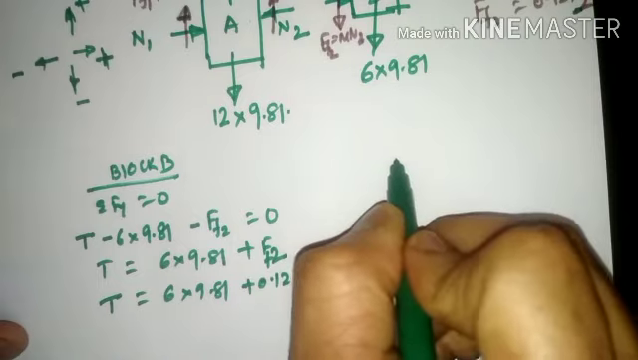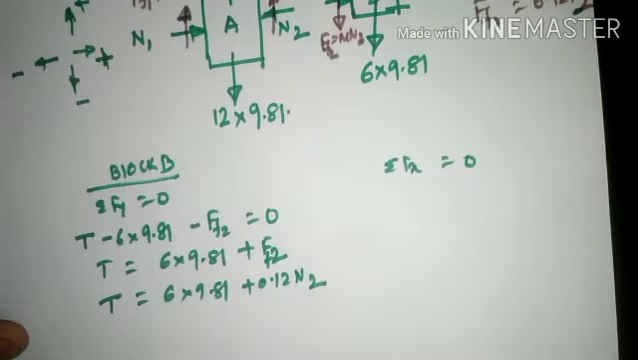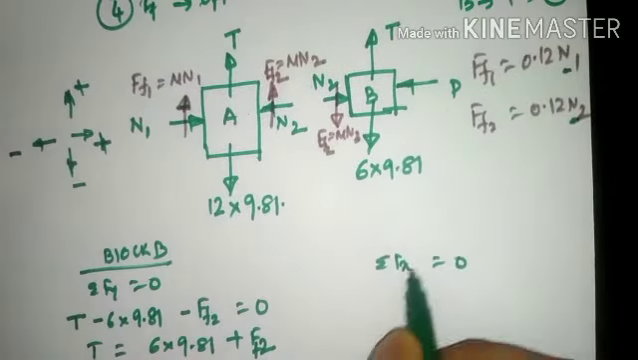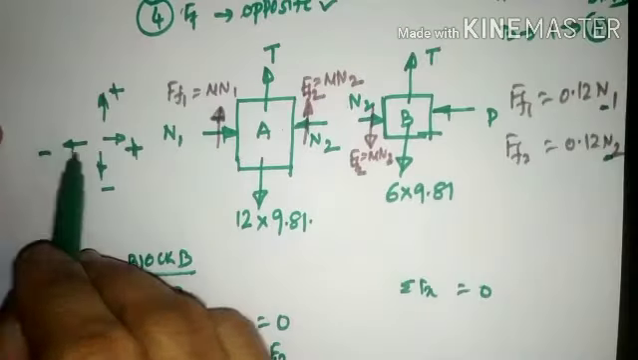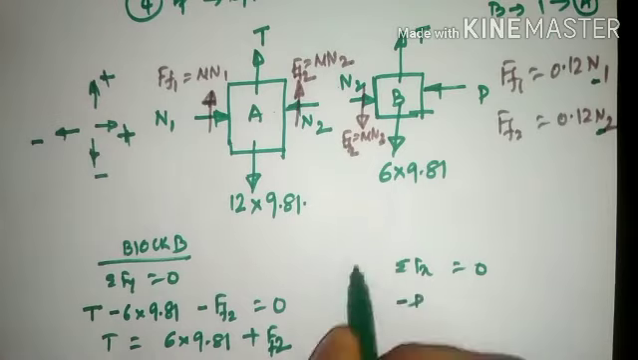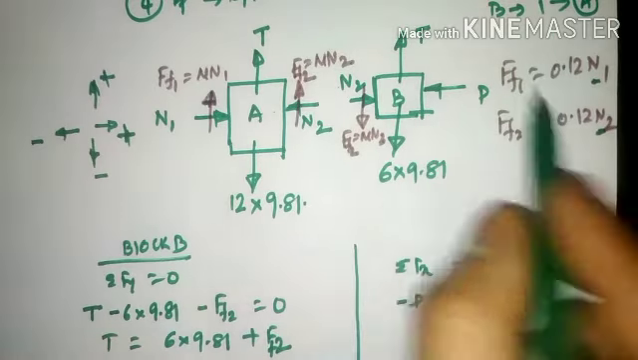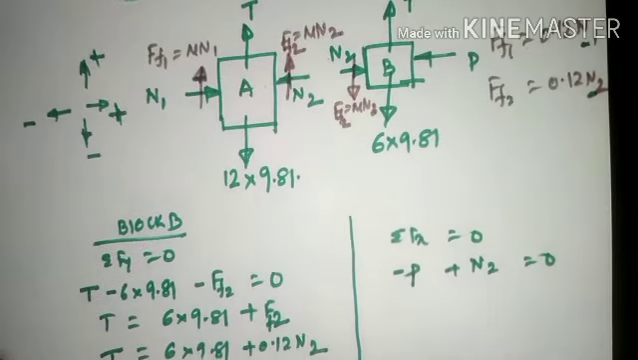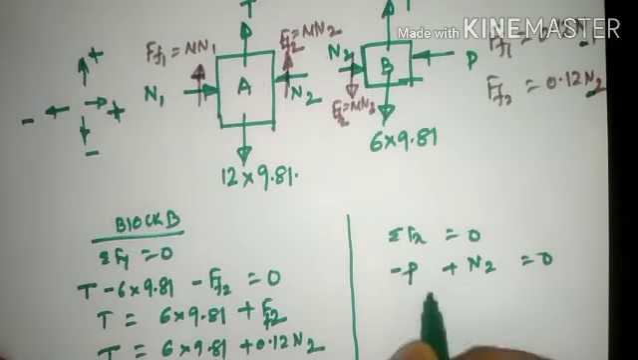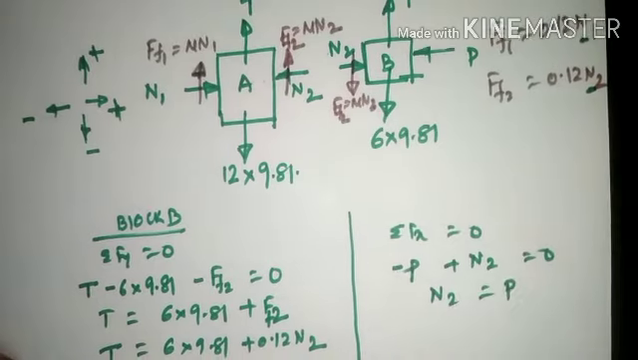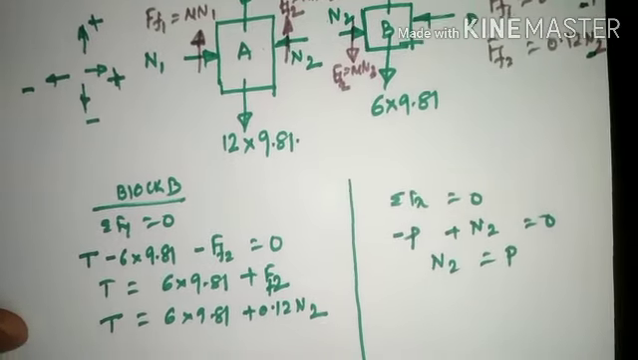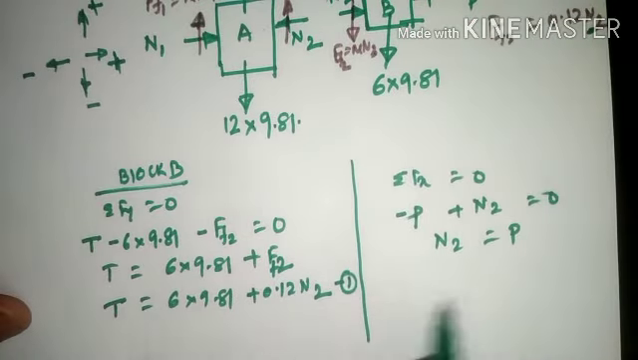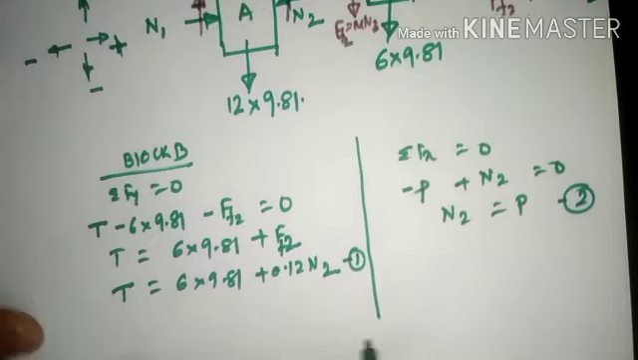Now we shall write down the equation for summation Fx is equal to 0. For block B, P is towards the left hand side. A left hand side direction force is negative, so minus P. Then N2 is towards the right hand side, plus N2, that is equal to 0. So N2 shall come out to be P. So this will be the equation for N2 now. This N2 can also be substituted here. This equation you call as 1. This equation you call as 2.